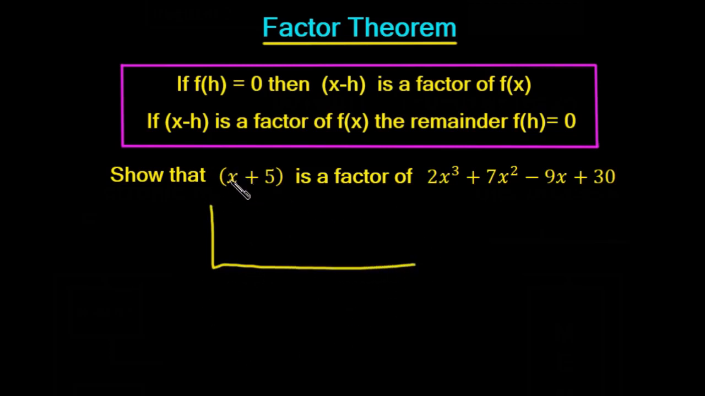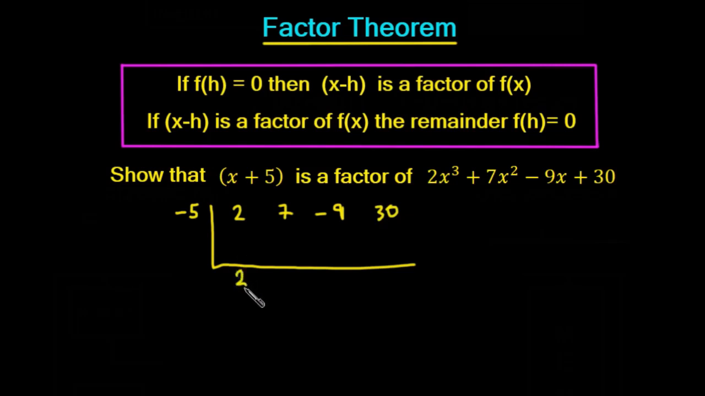So we'll just draw out our little setup for synthetic division. And we take our value of x, or x is going to equal minus 5. And we pick our coefficients, so our coefficients are going to be 2, 7, minus 9 and 30.